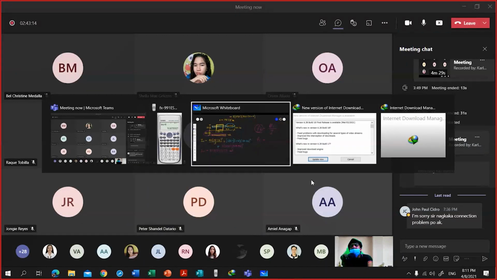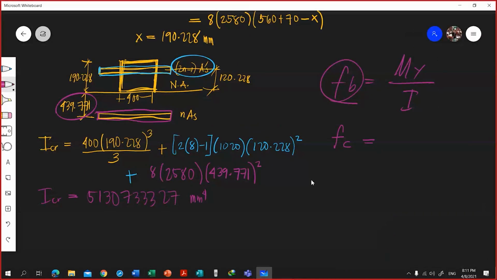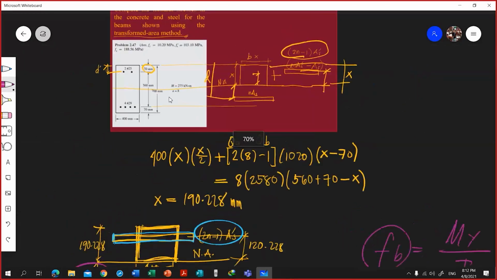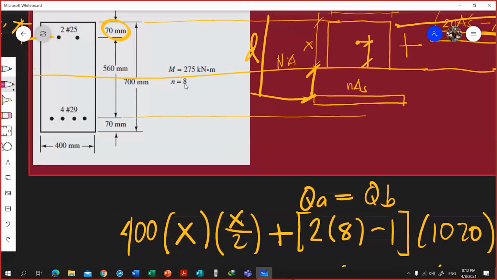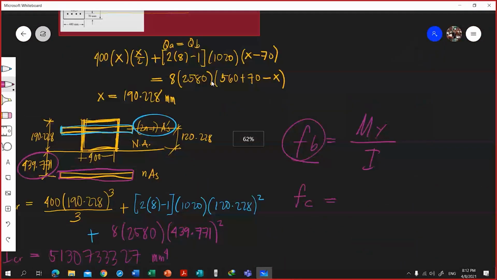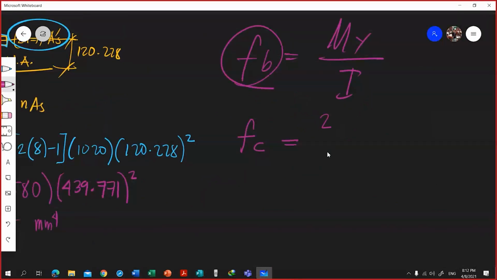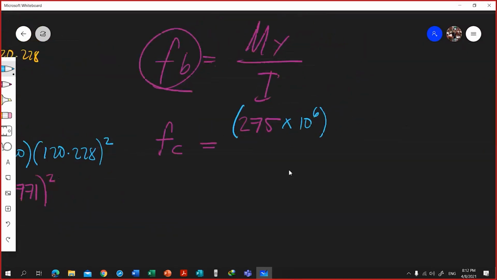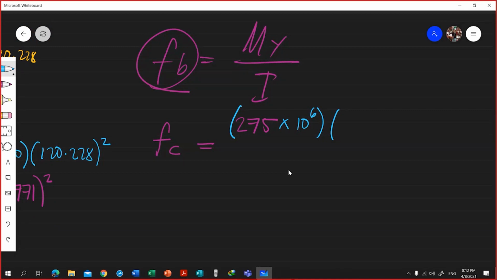FC is the flexural stress of the concrete in compression. Your FC is equal to your moment, which the problem gives as 275 kilonewton meter. We have to convert that to Newton mm, so 275 times 10 raised to 6, multiplied by your y, the distance of the fiber you are considering to the neutral axis.